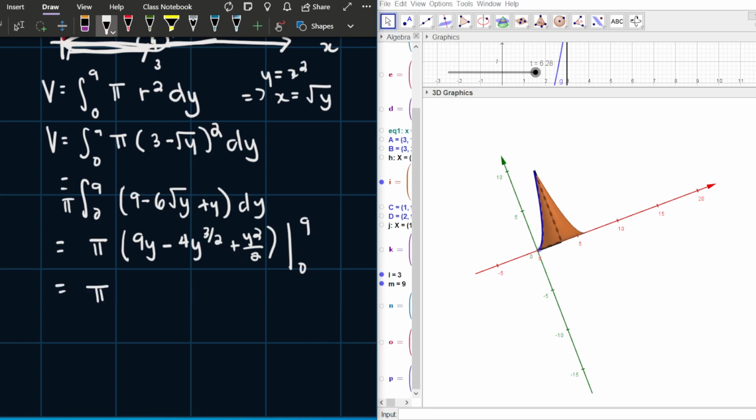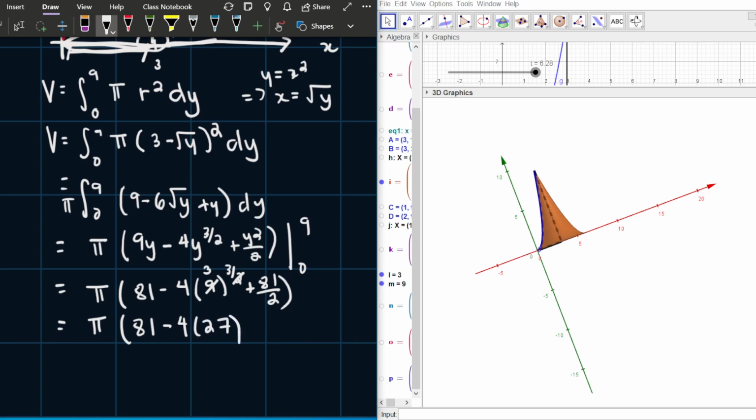So we have pi times 81 minus 4 times 9 raised to 3 halves plus 81 over 2, minus pi times 0, kasi at y equals 0, lahat to magsi-0. So pi times 81, this one when simplified, 9 is 3 squared. So magiging 3 na lang ito. Then 3 cubed is 27. Then plus 81 over 2.